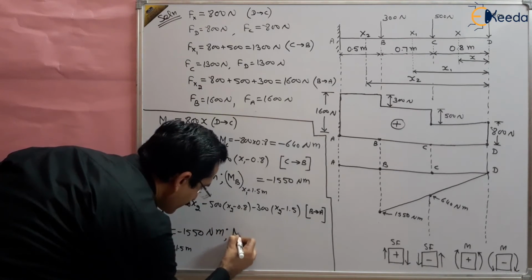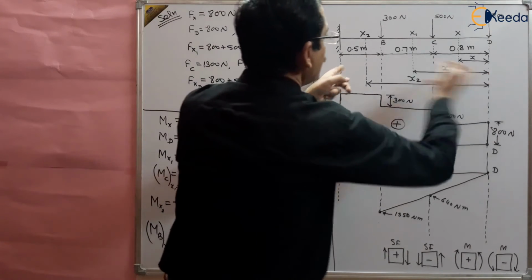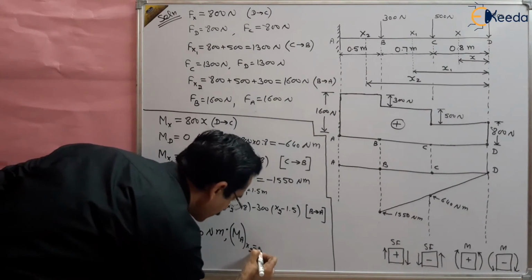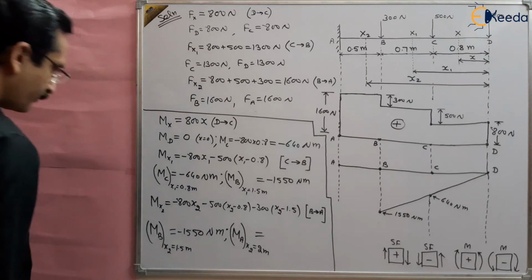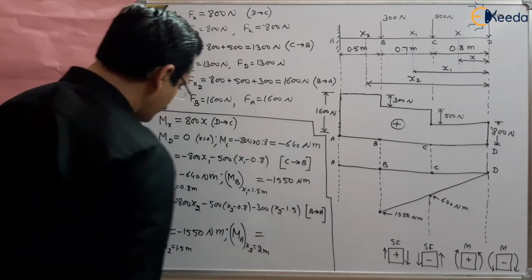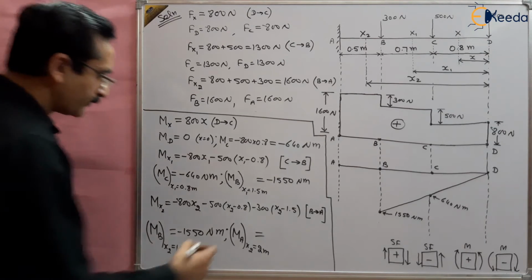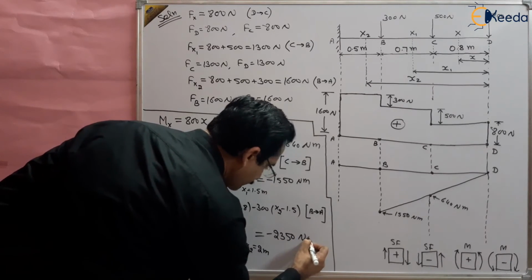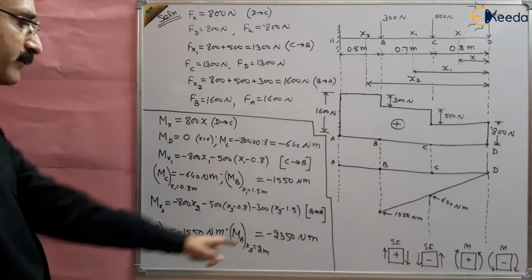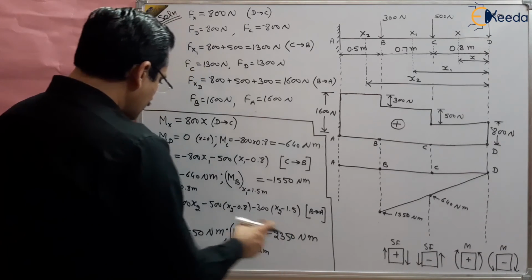Next is MA at a distance x2 equal to, how much is the distance? This distance is 2 meter length, so the entire 2 meter length. Put the value of x2 as 2 meter here and you will get the value of MA. What is the value of MA? 2350. So this is minus 2350 Newton meter. So 1550 to 2350 is a linear variation.